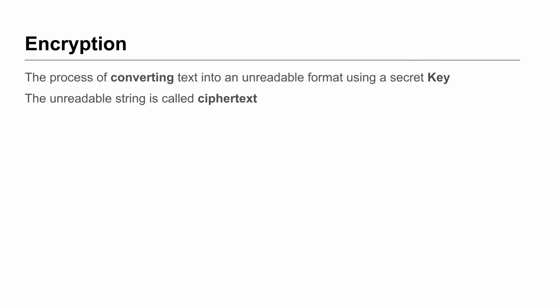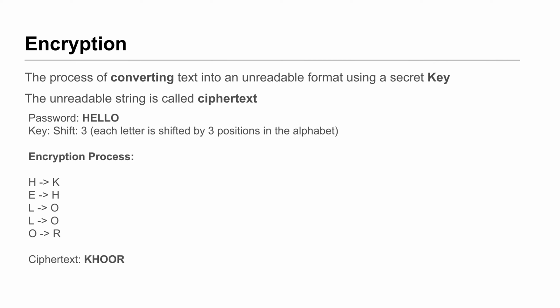Now this output or the converted string is what we call a ciphertext. Now here's an example. Say your password is hello, which is really weird, but let's suppose. Now say the key is to shift each letter in your password by 3 letters. Okay, so if you look at the example over here, now H is becoming K because it's shifted 3 times, E is becoming H, L is becoming O, and then O has become R. So in the end, your input password has now become Kur.